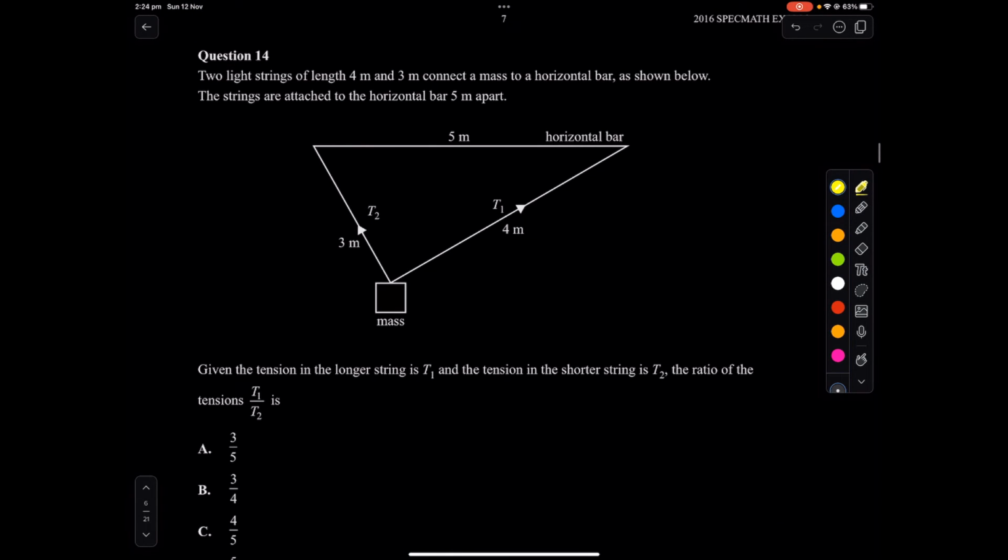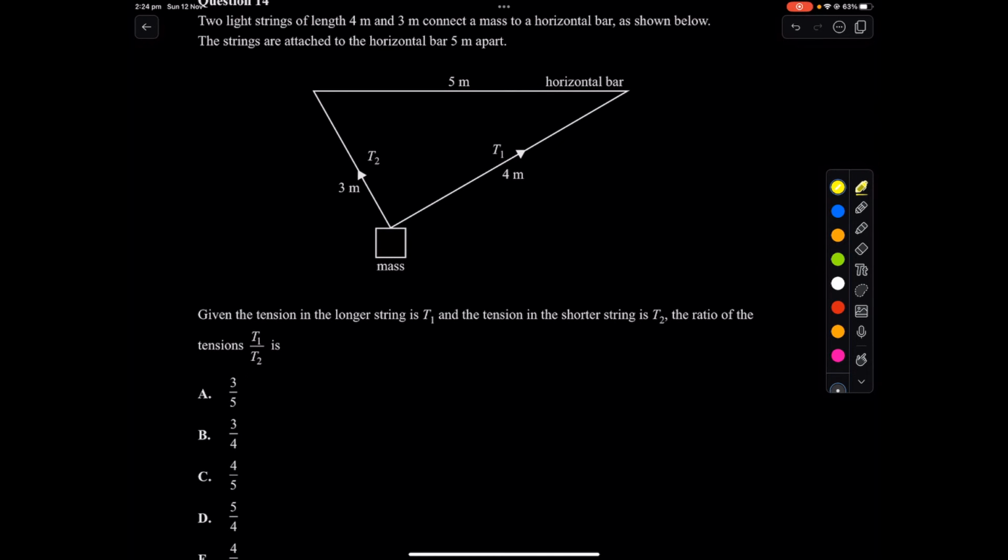Question 14. Two light strings of length 4 and 3 connect a mass to the horizontal bar. As shown below, the strings are attached to the horizontal bar 5 meters apart. Given that the tension in the longer string, so T1, and the tension in the shorter string, T2, the ratio of tension T1 and T2 is what?